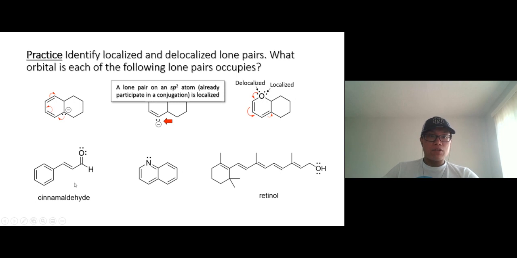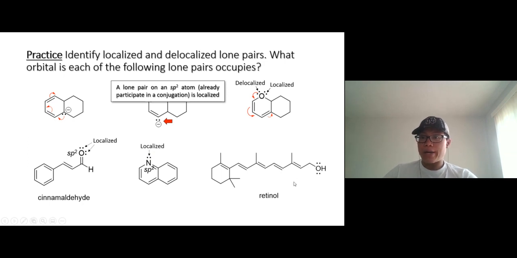Now, cinnamaldehyde. The lone pairs right here are localized. This is an sp2 oxygen. Lone pairs on an sp2 atom are localized. You can't move them, since the oxygen has already participated in the conjugation. These two lone pairs cannot move either. This is the same thing: lone pairs on an sp2 nitrogen, an sp2 atom, are localized.